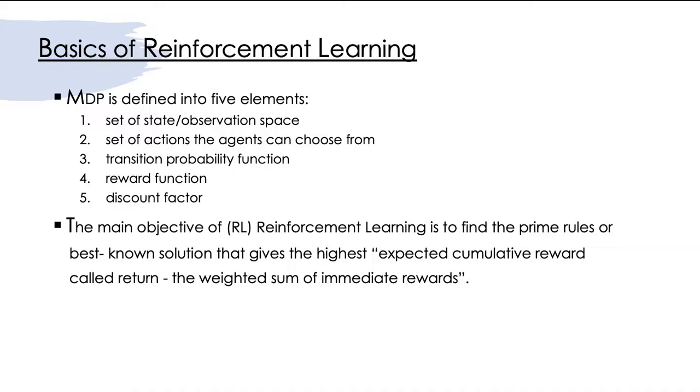Basics of reinforcement learning: the Markov decision process has five elements. These are the set of states, the observation space, the set of actions the agent can choose from, the transition probability function, the reward function, and the discount factor. The main objective is to find the optimal rules or best known solution that gives the highest expected cumulative reward, called the return, which is the weighted sum of immediate rewards.